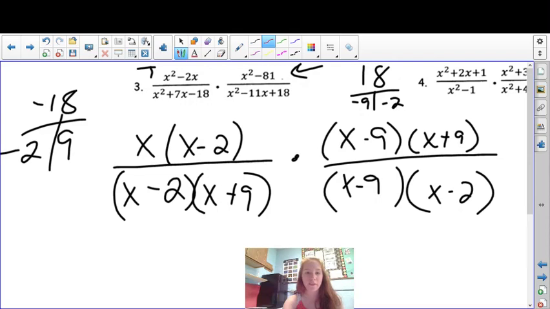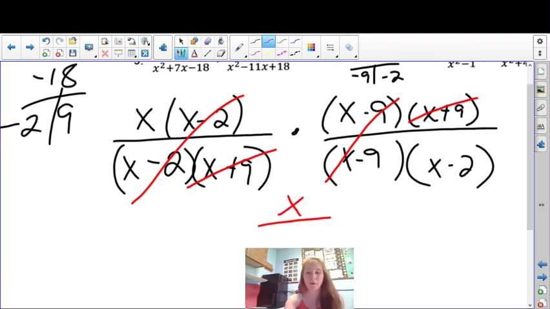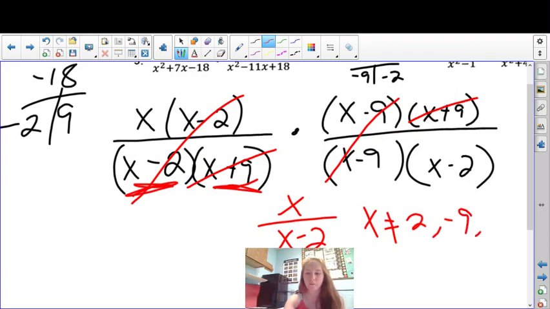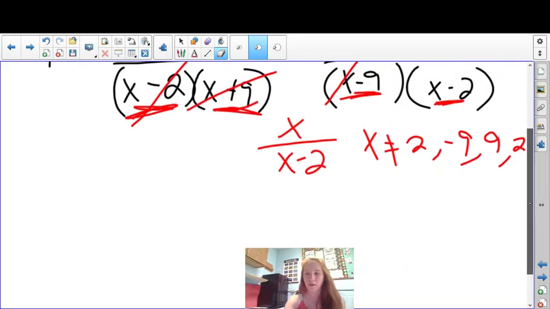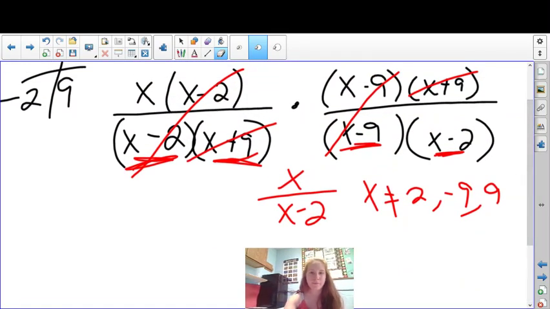Let's go ahead and start our canceling. Those guys cross out. X plus 9 and x plus 9 cross out. These x minus 9s cross out. So it looks like all I'm left with is x over x minus 2. My restrictions are 2 here, negative 9, positive 9, and positive 2, which I already have, so I don't need it again. I didn't want to scroll down. I want to go like that.